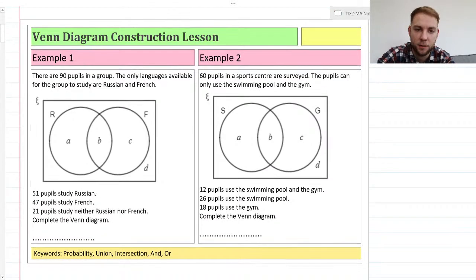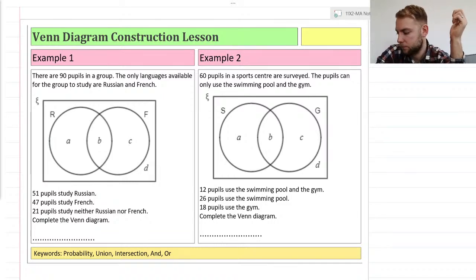Okay, so I've got two examples here to have a little go at. So get this example on the left down. I'll give you a little second to get that down, and we'll talk about the way we do this now. Alright, let's have a little go at this one then.